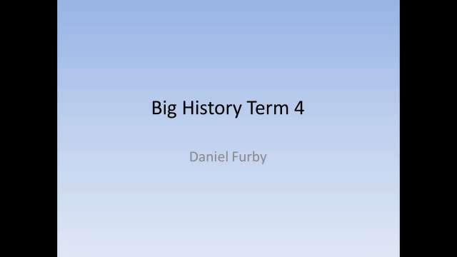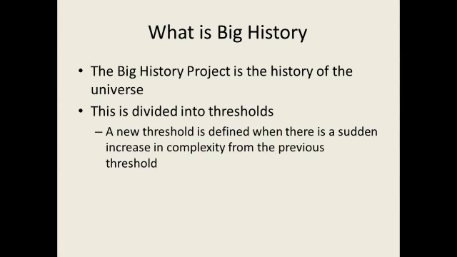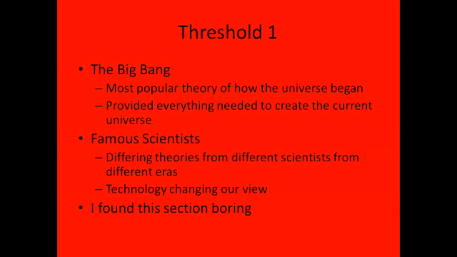Firstly, what is Big History? Big History is the history of the universe. This ranges from the Big Bang all the way up to now. The information would be too much to have laid down, however. That is why it's divided into 8 thresholds.